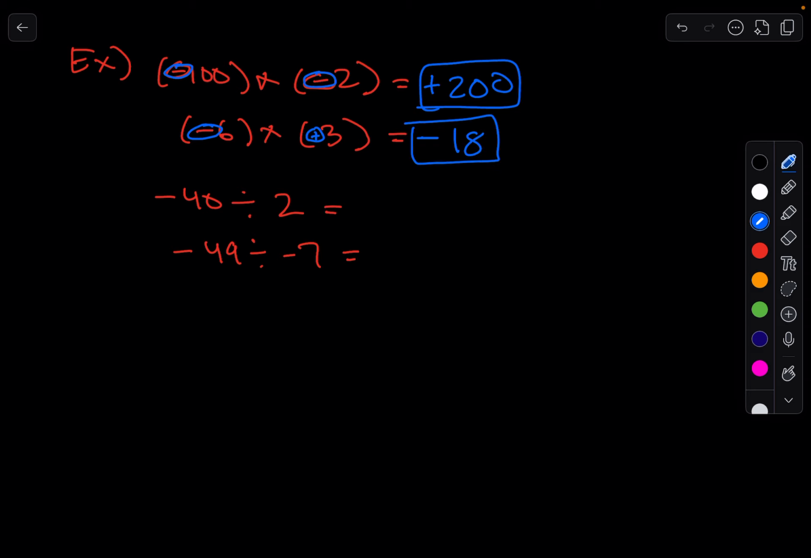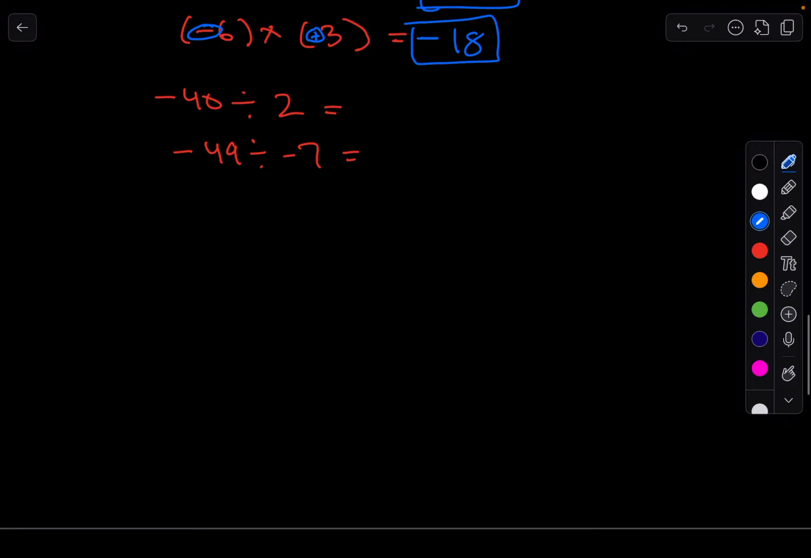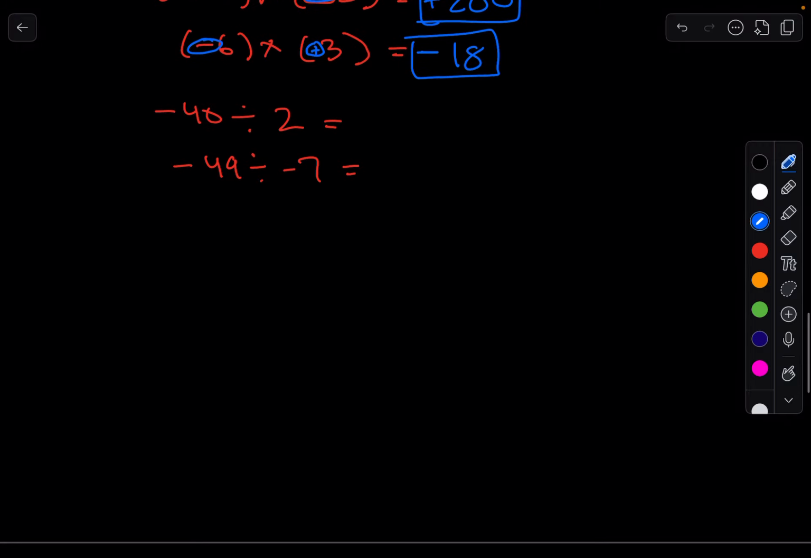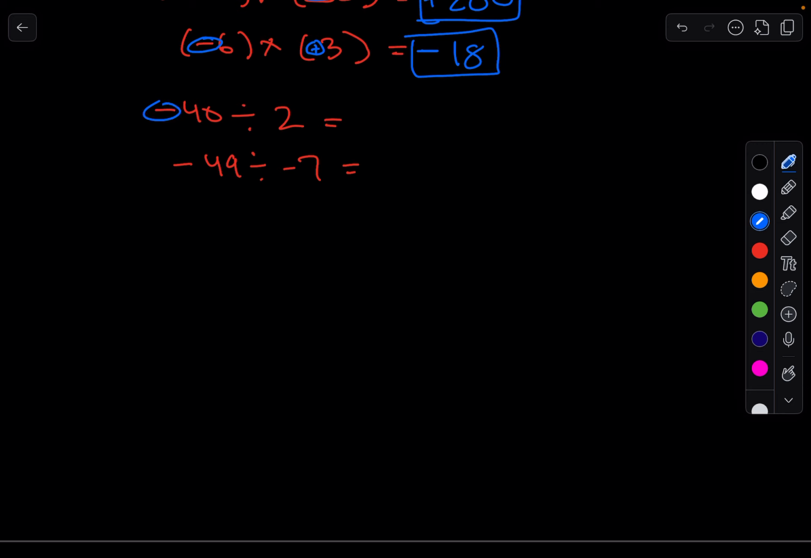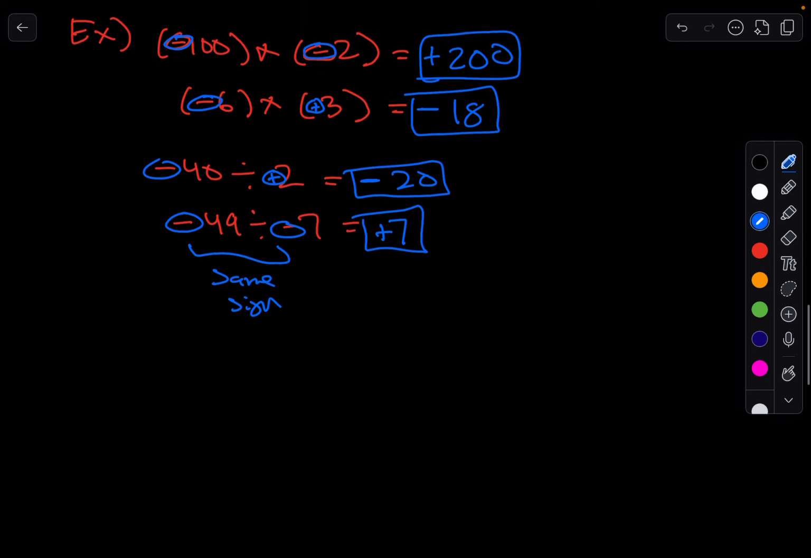The answer is -18. And now we have here our division. We have -40 divided by 2. We can see there are opposite signs, negative and a positive. So we know the answer is negative. And 40 divided by 2 is just 20. Overall, -20. Now we have -49 divided by -7. We have two negatives, which means same sign. So all we do is 49 divided by 7, and therefore we get 7, +7. And that's pretty much it.